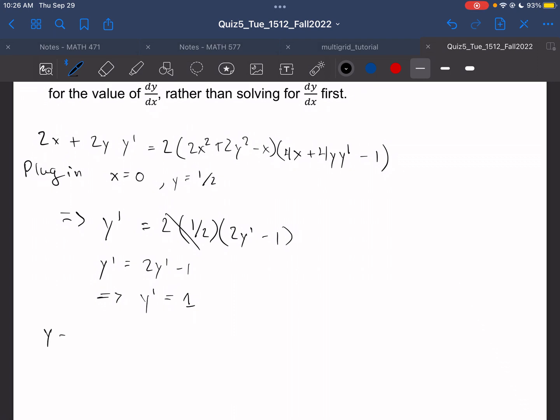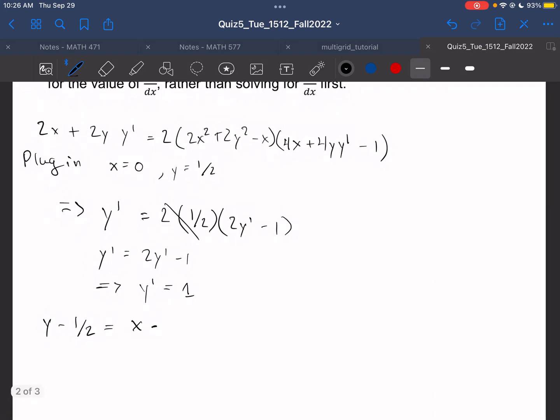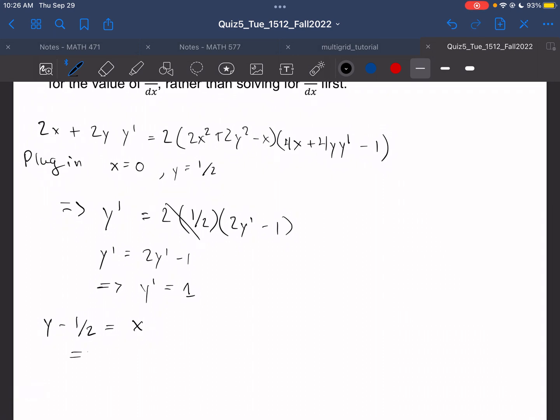And then using point slope form, y minus y1, which is 1/2, equals x minus x1, which was 0. So then that equals x. So then it gives us that y equals x plus 1/2.